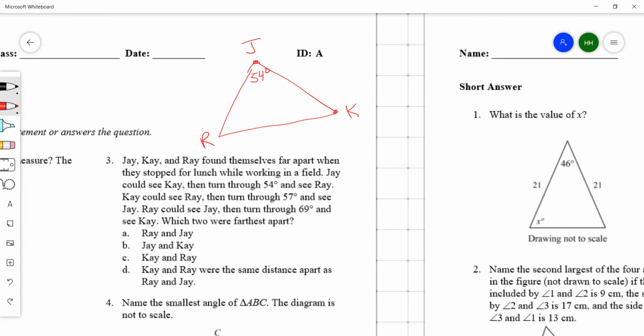K could see Ray and then turn 57 degrees. So here's K looking at Ray, turning 57 degrees to see J. Ray could see J. Here's Ray looking at J, turns 69 degrees to see K. Which two were the furthest apart? Well, the longest side is going to be opposite the largest angle. So this 69-degree angle is opposite of side JK. So J and K are the furthest apart. So right here, J and K.